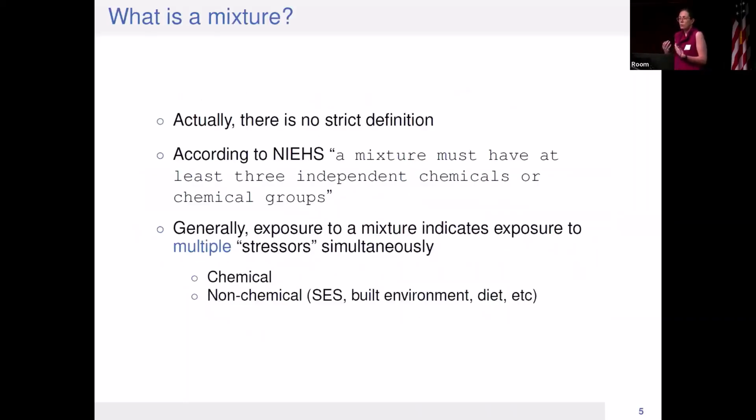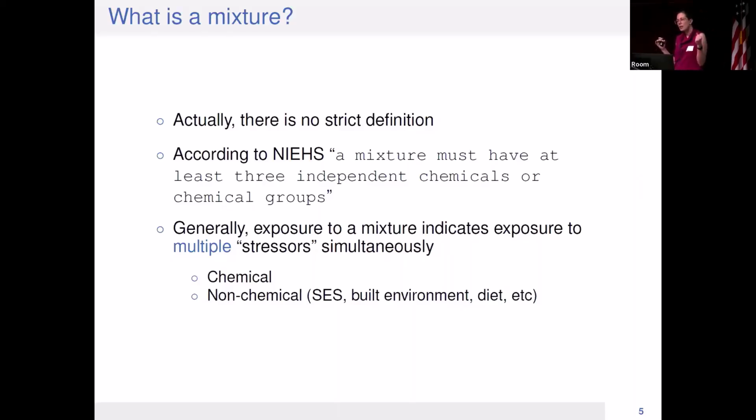But first of all, what is a mixture? And actually, there's no strict definition. When NIEHS had the request for applications to develop methods for mixtures, they defined mixtures in that specific context as having at least 3 independent chemicals or chemical groups. But in general, a mixture indicates exposure to multiple stressors at the same time.